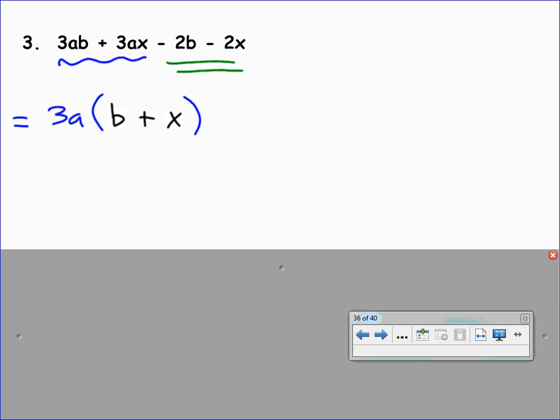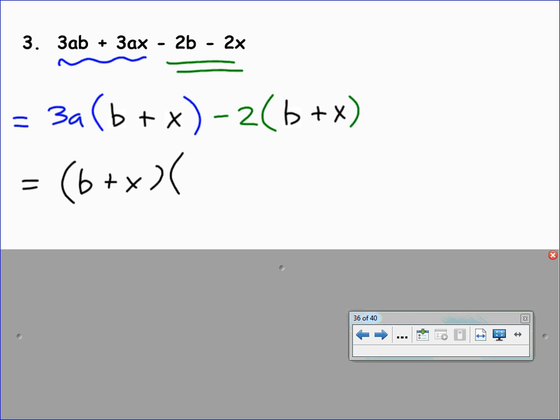So in the green group, I'm going to factor out a negative 2 and see what remains. If I factor out a negative 2, then I would have a positive b remaining and a plus x remaining, because negative 2 times b is negative 2b, and negative 2 times positive x is minus 2x, and so my signs match here. Have I created a common group? You bet your boots. That b plus x is common to each of my big terms. So I'm going to factor that out. b plus x in parentheses.